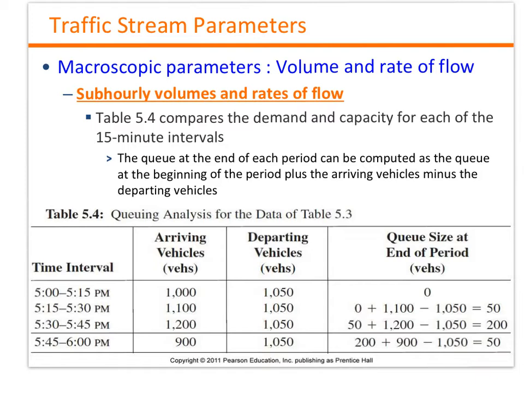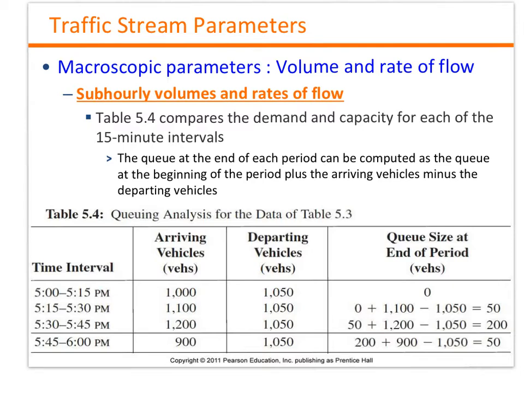No matter what arriving vehicles we have, the departing vehicles will always be 1050 vehicles. So this is the capacity, if you will, of the intersection, and this is what we are experiencing in terms of arriving vehicles. In the very first 15 minutes, there are 1000 vehicles arriving, while the intersection can handle 1050 vehicles. What does that mean? That means we're not going to have any queue. All the cars arriving will be departing on time, no queue by any means.